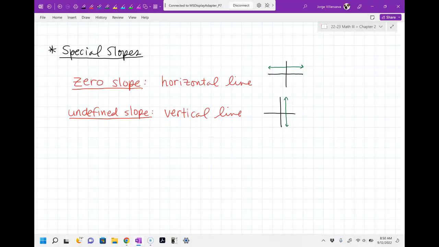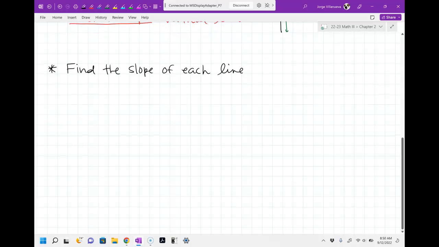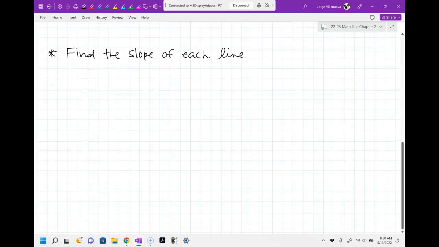So how are we going to find slopes in different ways in this assignment? So let me show you example number 1. So this is going to be find the slope of each line. So here are the instructions. Find the slope of each line. And here's example number 1.